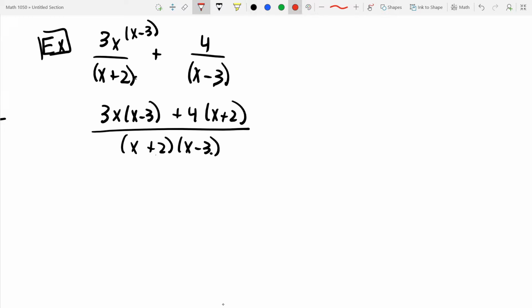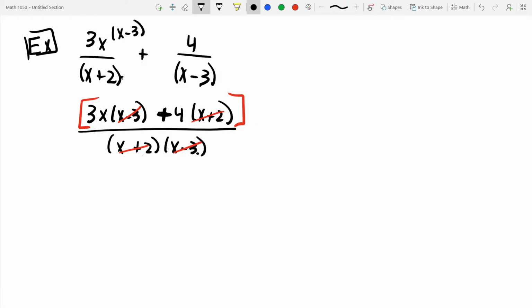Then people start saying, well, this x minus 3 is going to cancel with that one, that x plus 2 is going to cancel with that one, and I get like 3x plus 4 or some strange thing. And that's false. You cannot cancel like that. The reason you can't cancel like that is because the top is really just one term. These are added together. So I can't cancel the x minus 3's or the x plus 2's right there. To avoid it, I just don't even write that down.